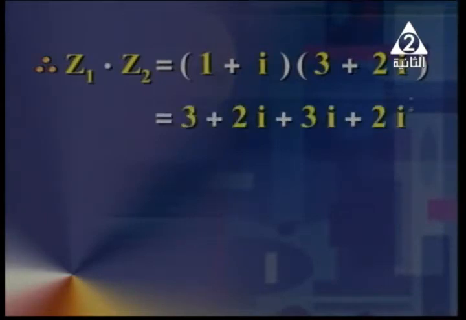What is the product of the two means? 3i. What is the product of the two extremes? 2i. Adding 3i plus 2i equals 5i. The answer is 3 plus 2i plus 3i plus 2i squared, which equals 1 plus 5i. When we multiply z1 times z2, the answer is the complex number 1 plus 5i.